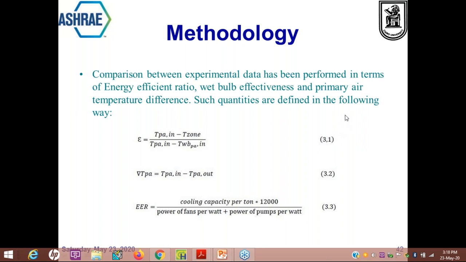No, the EER will not increase continuously because you are not allowed to increase the air velocity into the primary air section. Otherwise, you'll have noise. So you have restrictions of velocity of the air. But if you maximize the amount of evaporative cooling, then of course you reduce the energy component that you buy by mechanical refrigeration.